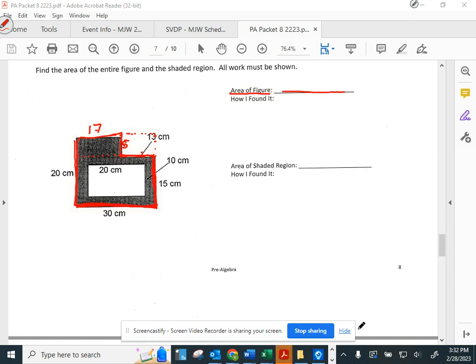Then we need to find the area of our white. So the area of the white, we've got 20 centimeters and 10 centimeters. So you want to find your white area, and you're going to subtract it from your total area. And what you're left with will be your shaded area. So you have to find the area of the full figure, find the area of the white figure, subtract out, take away the white shape, and you're left with just the shaded area.